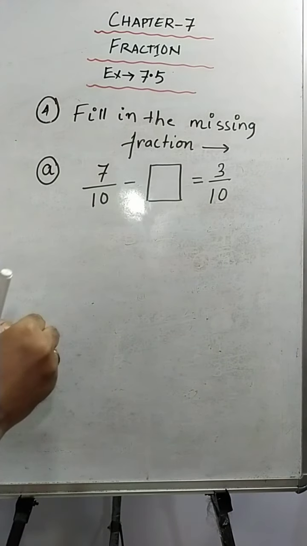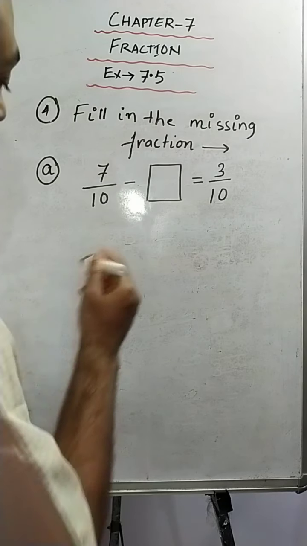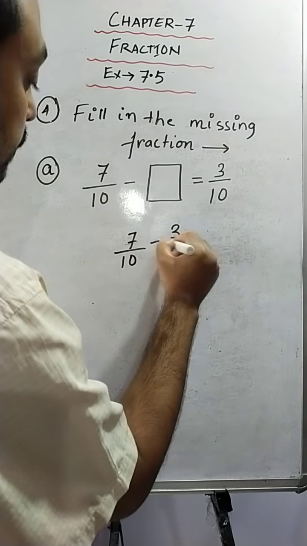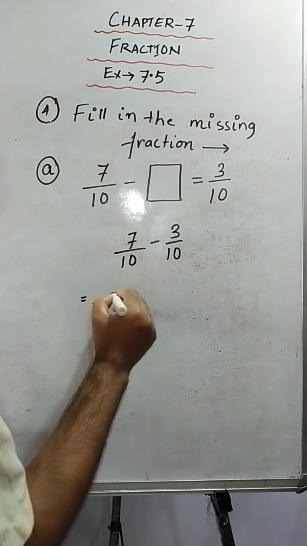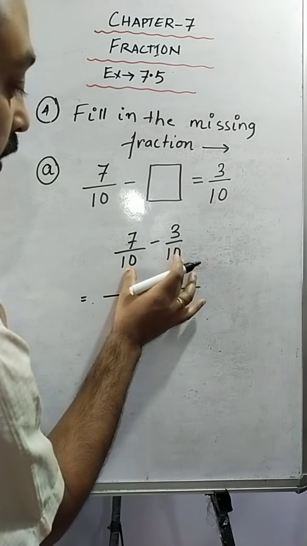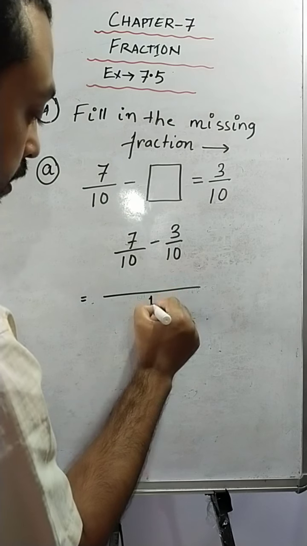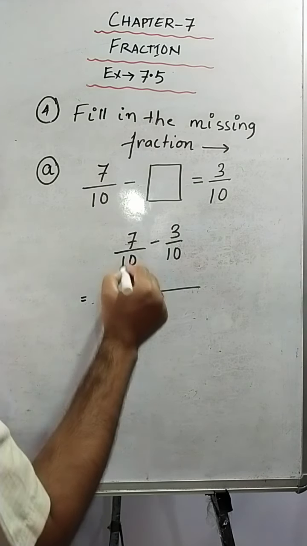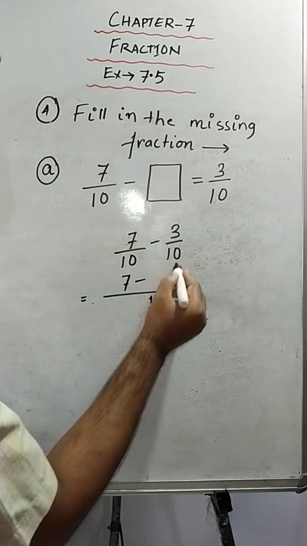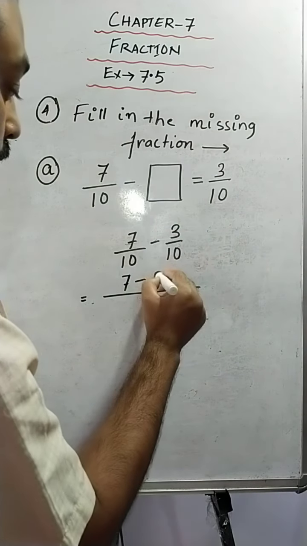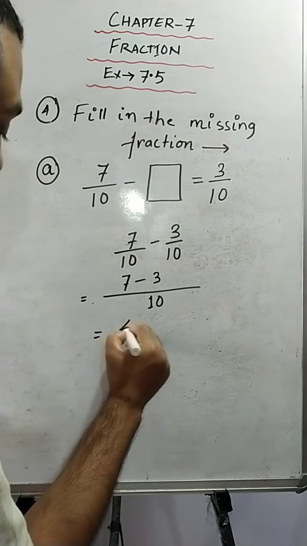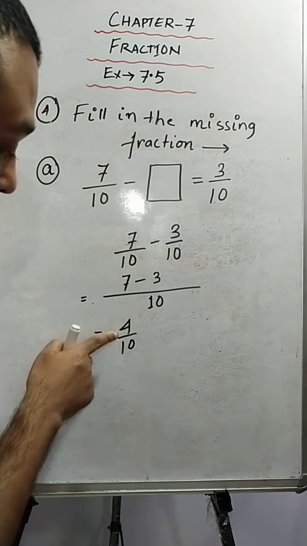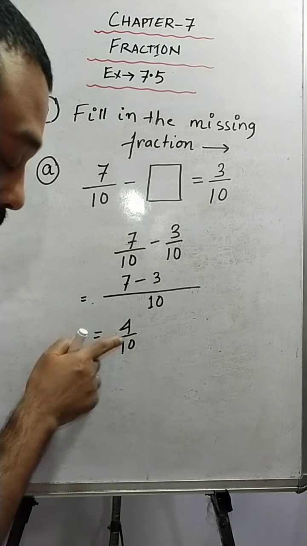So 7 by 10 minus 3 by 10. So what would be the answer then? Both the fractions are carrying the same denominator, so the LCM would be 10 only. 10 divided by 10 is 1, 1 into 7 is 7. 10 divided by 10 is 1, 1 into 3 is 3. So your answer is what? 4 by 10.